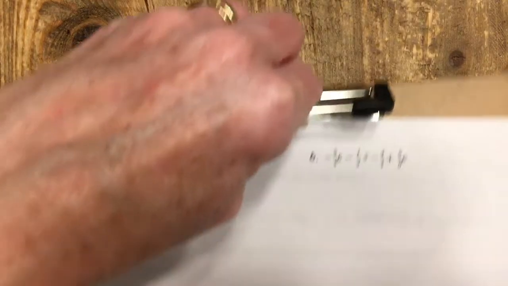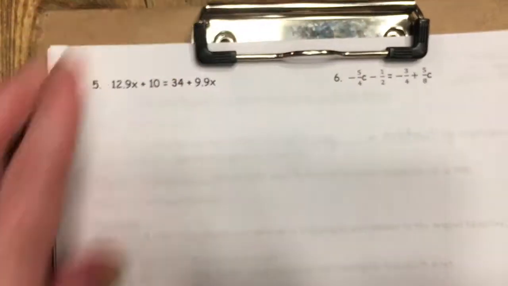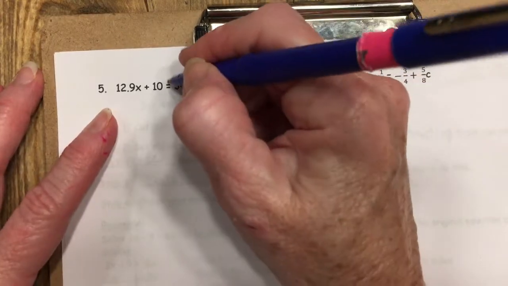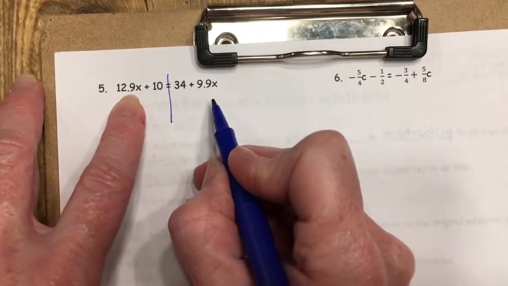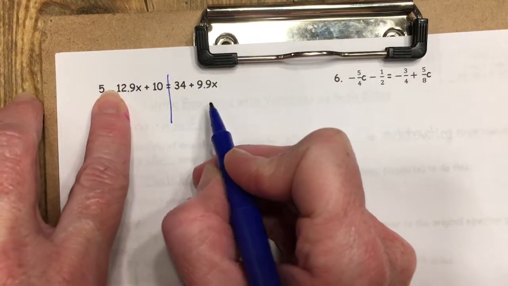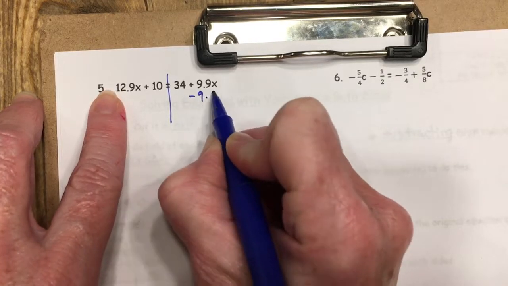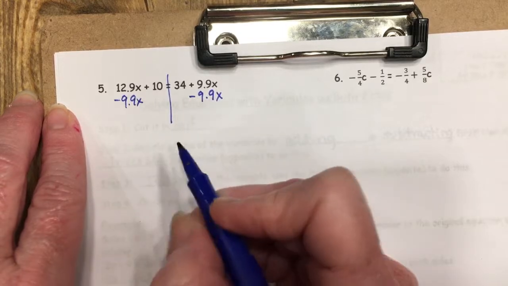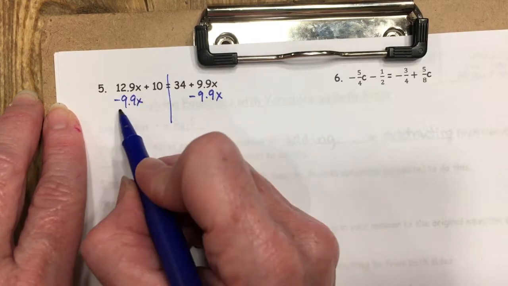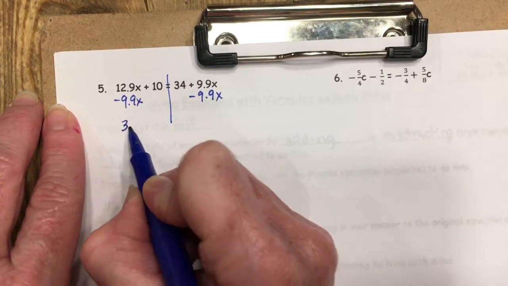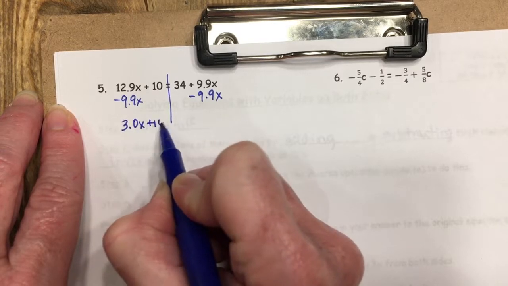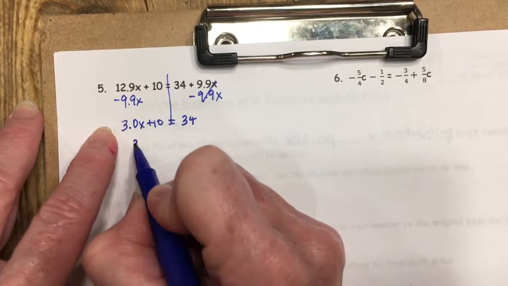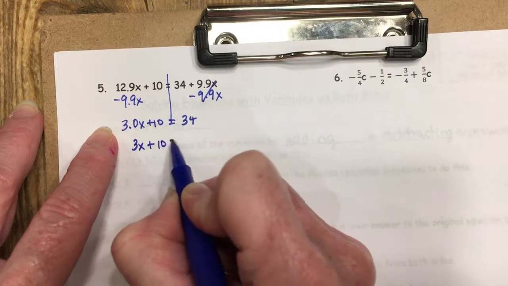You use the same rules when you're using decimals and fractions. Just be careful with this. So I'm going to cut it in half and isolate the x. Since 9.9 is less than 12.9, that's the one I'm going to move, minus 9.9. I'm going to line up my decimal. So 12.9 minus 9.9 is going to be 3.0x plus 10 equal to, these go away, 34. 3.0x is really 3x plus 10 equal to 34.